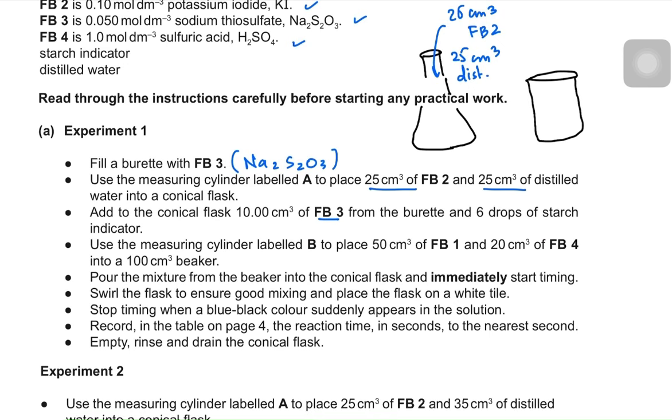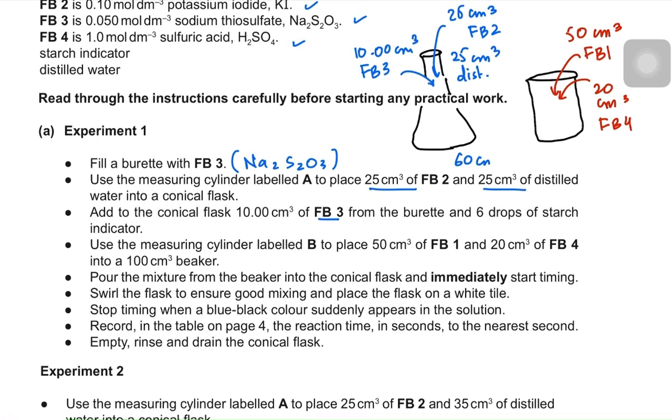Another thing that you are placing within the same conical flask can be seen in the third bullet point, which is 10.00 cm cube of Fb3. You need to understand that since it's from a burette, that's why I am placing 2 decimal places, right? The beaker is going to have 50 cm cube of Fb1 and 20 cm cube of Fb4. These are 2 separate pieces of apparatus, and they are not mixed yet, but they will be mixed soon.